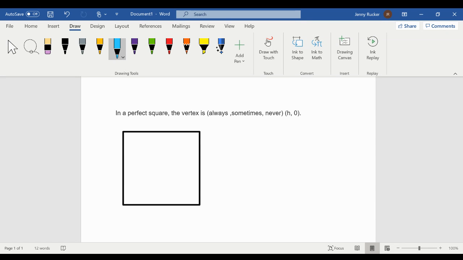Problem, we are asked to complete the sentence with the word always, sometimes, or never. In a perfect square, the vertex is h, 0. Let's just look at the model of a perfect square.